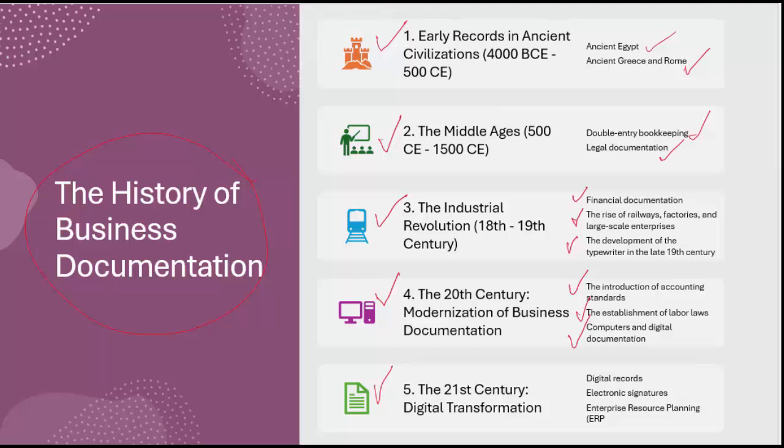The 21st century has seen a massive shift toward digital business documentation, with cloud computing, automation, and data analytics playing a significant role. Digital records have replaced paper-based systems in most modern businesses, making it easier to organize, search, and secure vast amounts of data. Electronic signatures and online contracts have become common, allowing businesses to formalize agreements without physical paperwork.